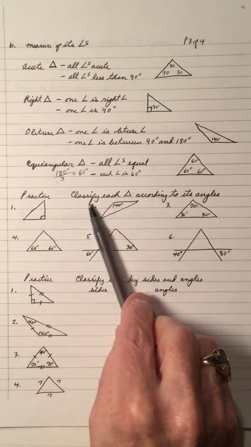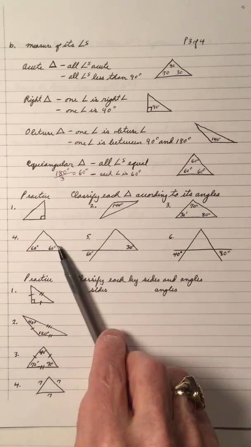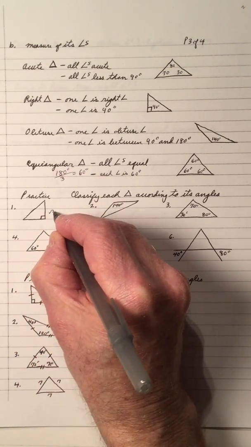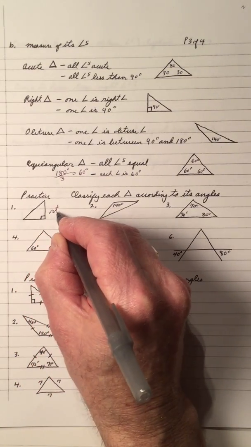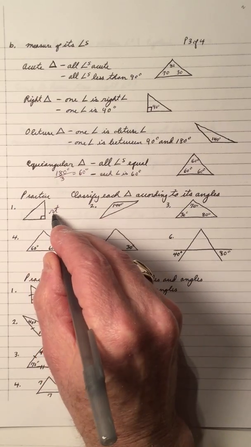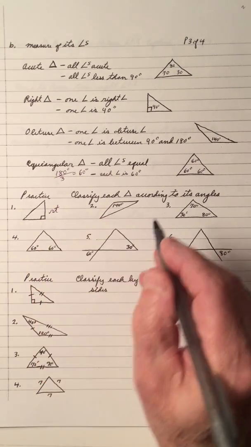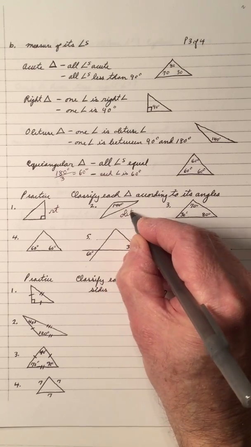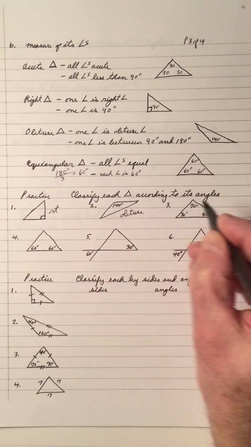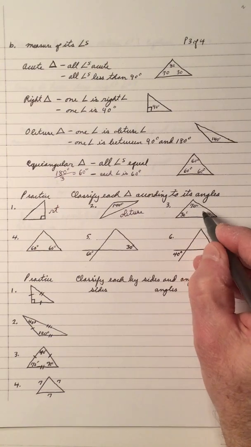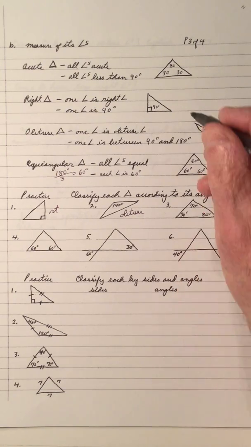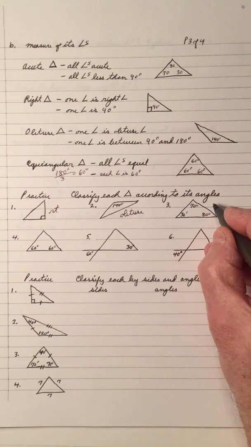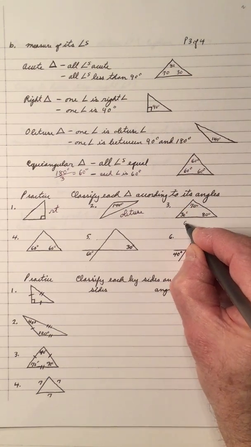Practice. Pause the video and classify the triangles according to its angles. Number 1, got a right angle, so it's a right. Notice RT for right, RT is a short abbreviation for right triangle. Obtuse, you got 140, so it's an obtuse triangle because you got an obtuse angle. And you got 70, 80, and 30. Coincidence, I picked those numbers, it just came off the top of my head. But it's an acute triangle.